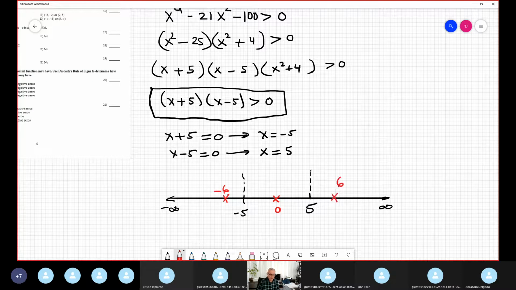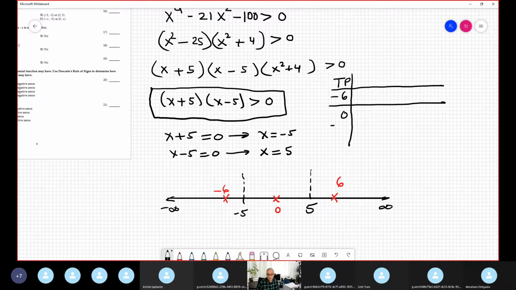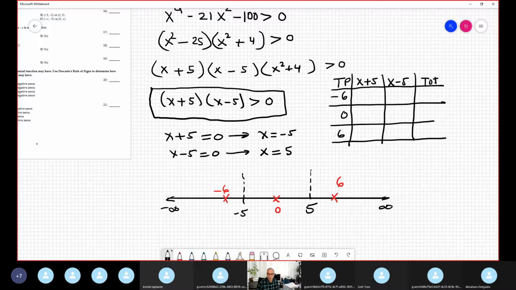Okay, ready to make a table. The table is, you know, we have one first column listing the testing point, and the rest are the factors. Okay, we need to evaluate x plus 5, x minus 5, and you include one extra final column with the total information.